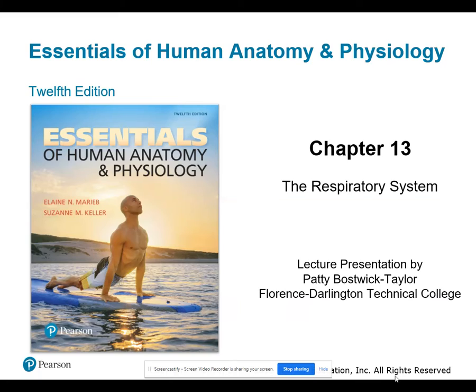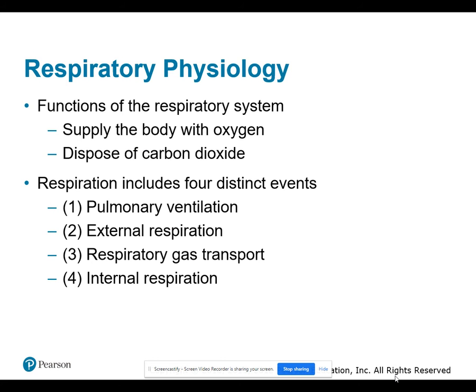Hey class! Now that we've learned about the anatomy of the respiratory system, let's learn about the physiology, or how it functions, the job that it's supposed to perform based on its structure. So the functions of the respiratory system, again, is to supply the body with oxygen and to get rid of carbon dioxide. You can also add in there, based on the first slide, that it also helps maintain pH.